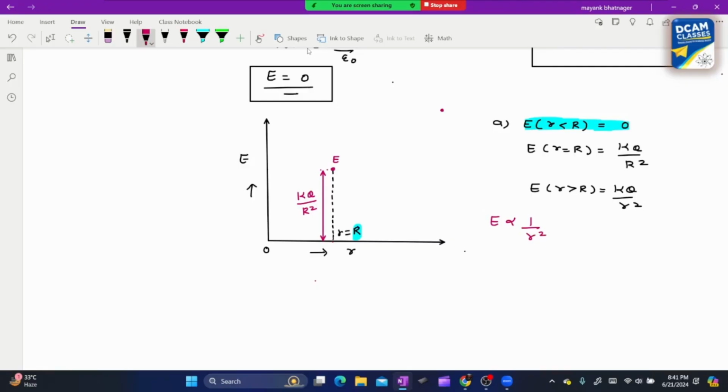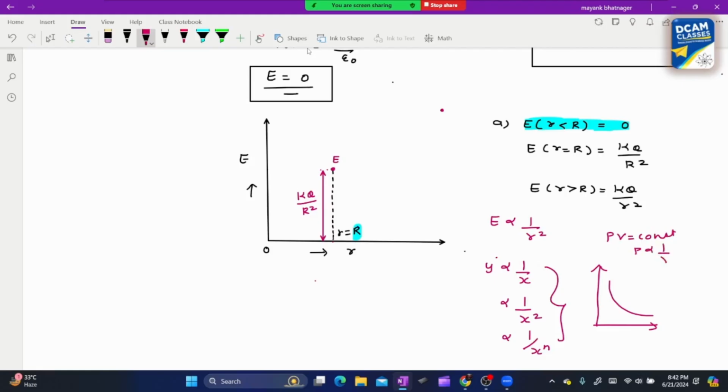Now this will be a concept for you in the future. It will help you a lot in future to draw the graph. Whenever you have y inversely proportional to x, or inversely proportional to x square, or inversely proportional to x power n, in all these cases, your graph will be this way only, like this. You must have done this in your chemistry class 11. PV is equal to constant, that graph is there. Yes, sir. P is inversely proportional to the volume, that's why this graph.